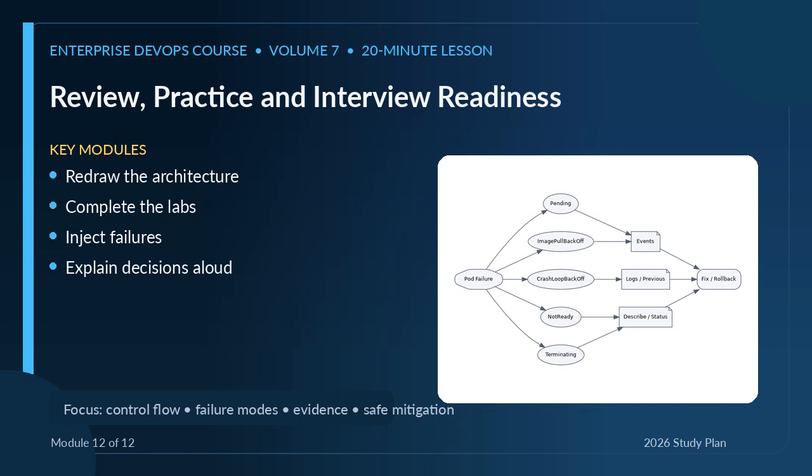Answer each scenario aloud using a structured sequence. Clarify impact. Establish scope. Check recent changes. Collect evidence. Form and test hypotheses, mitigate safely. Senior level performance is demonstrated not by memorizing commands, but by making reliable decisions under uncertainty.